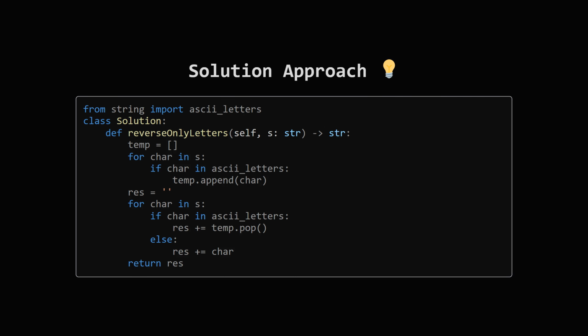Here's the solution. I first collect all the letters into a temporary list. Then, I iterate through the original string, replacing each letter with the last letter from the temporary list, using pop, and keeping non-letters as they are. This effectively reverses the letters, while preserving the positions of other characters.